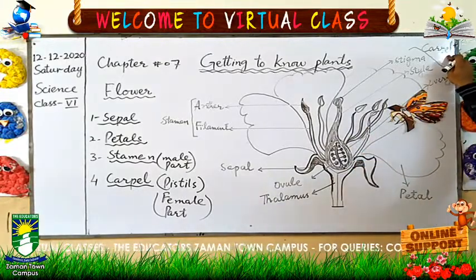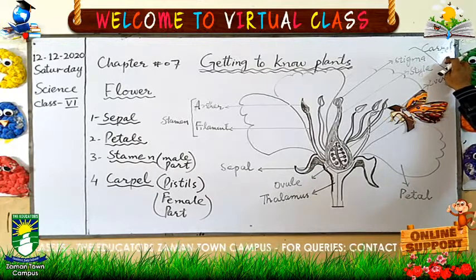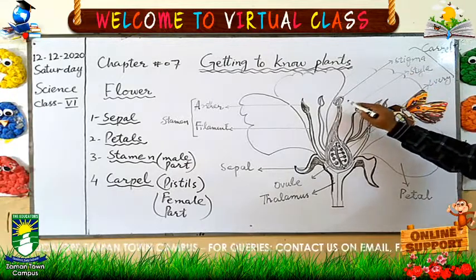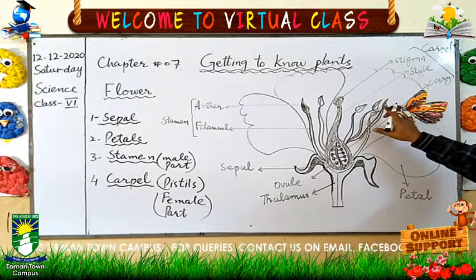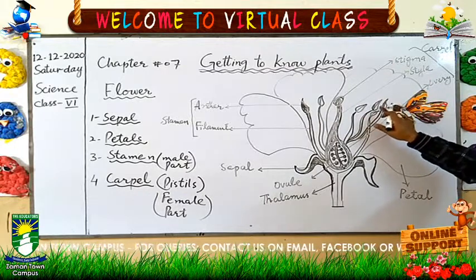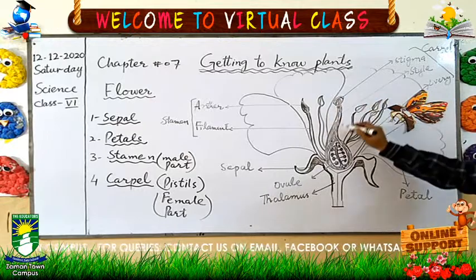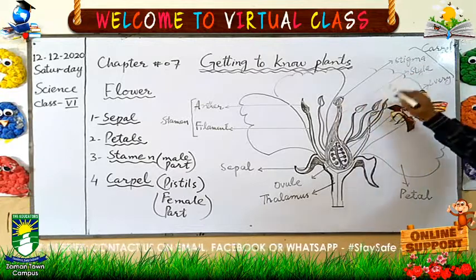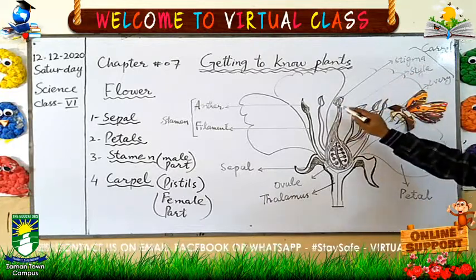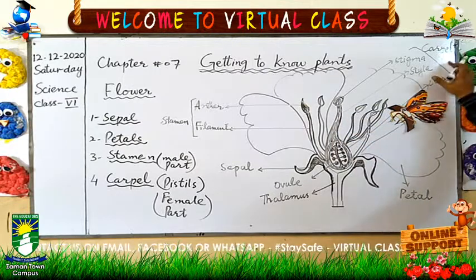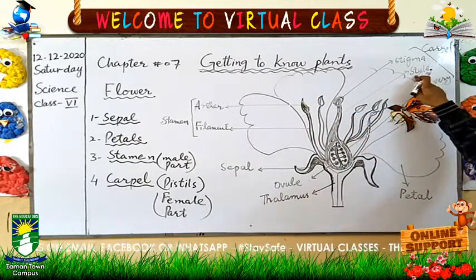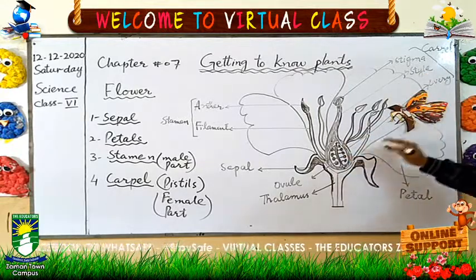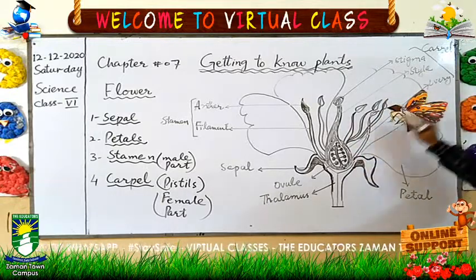Carpel is also called pistil, and the carpel has three parts. The first one, the topmost part of the female part, is called the stigma. The pollen grains present in the anther are transferred to the stigma and then go inside. After the stigma there is a thin part of the carpel, called the style, and the bigger portion of the carpel is called the ovary.